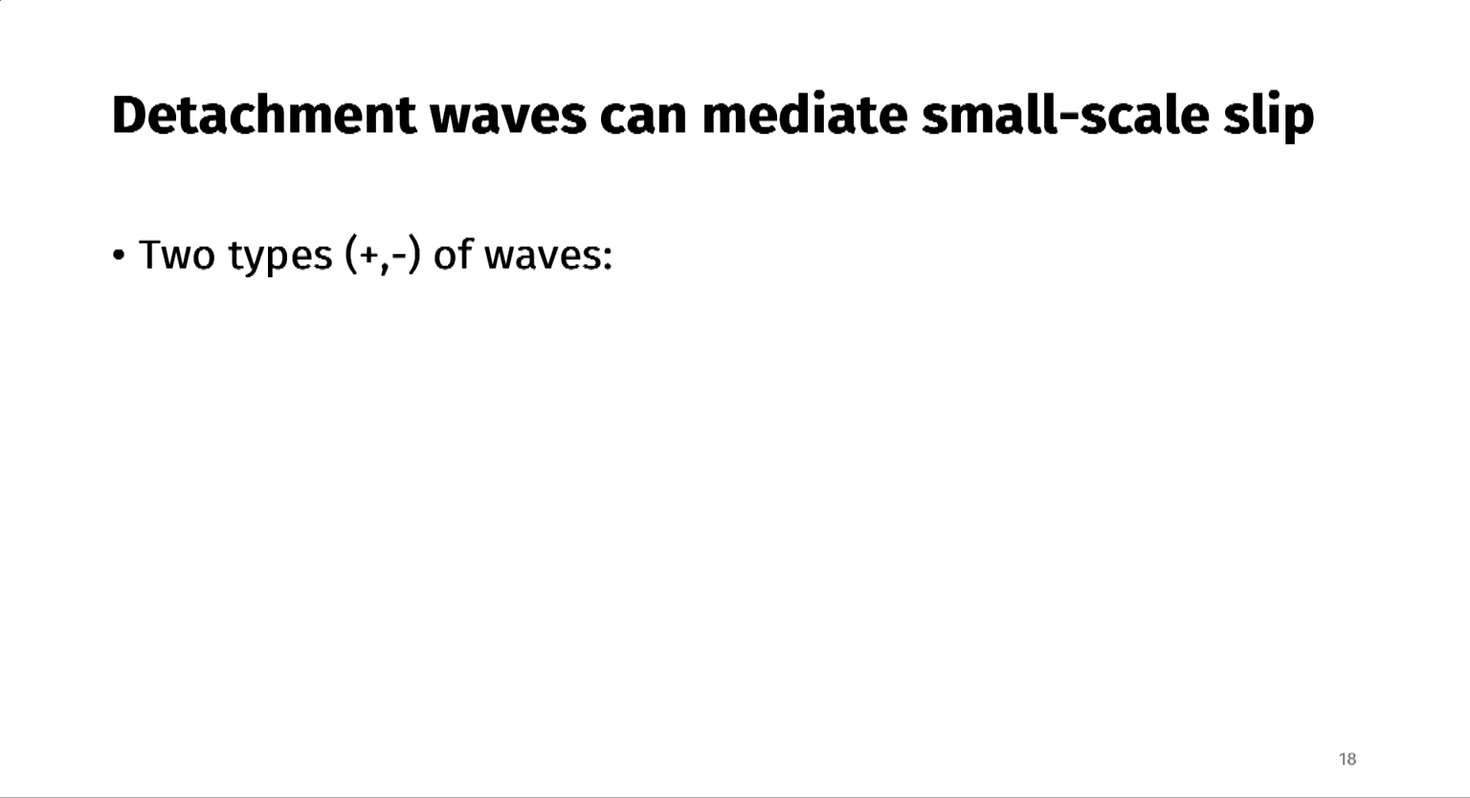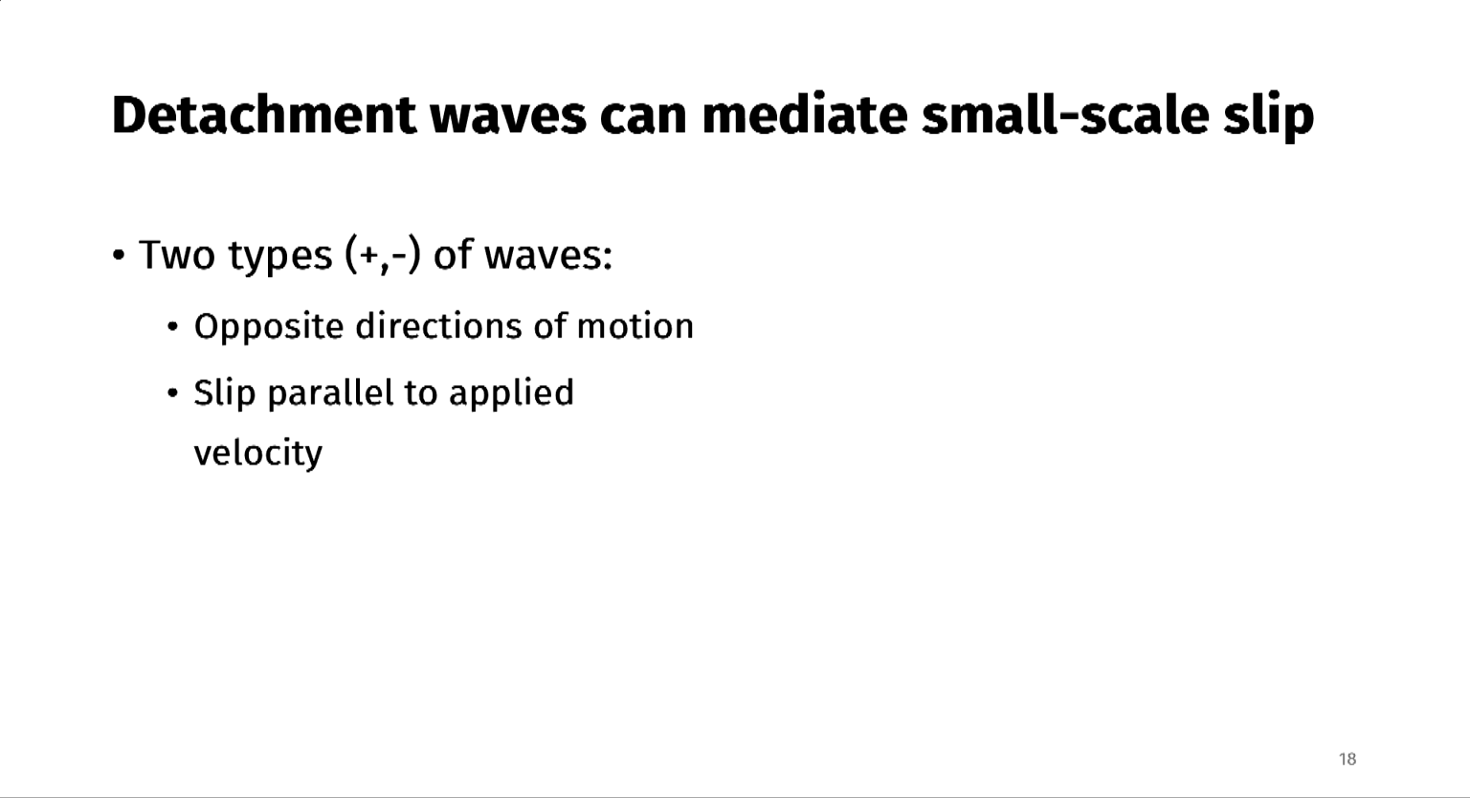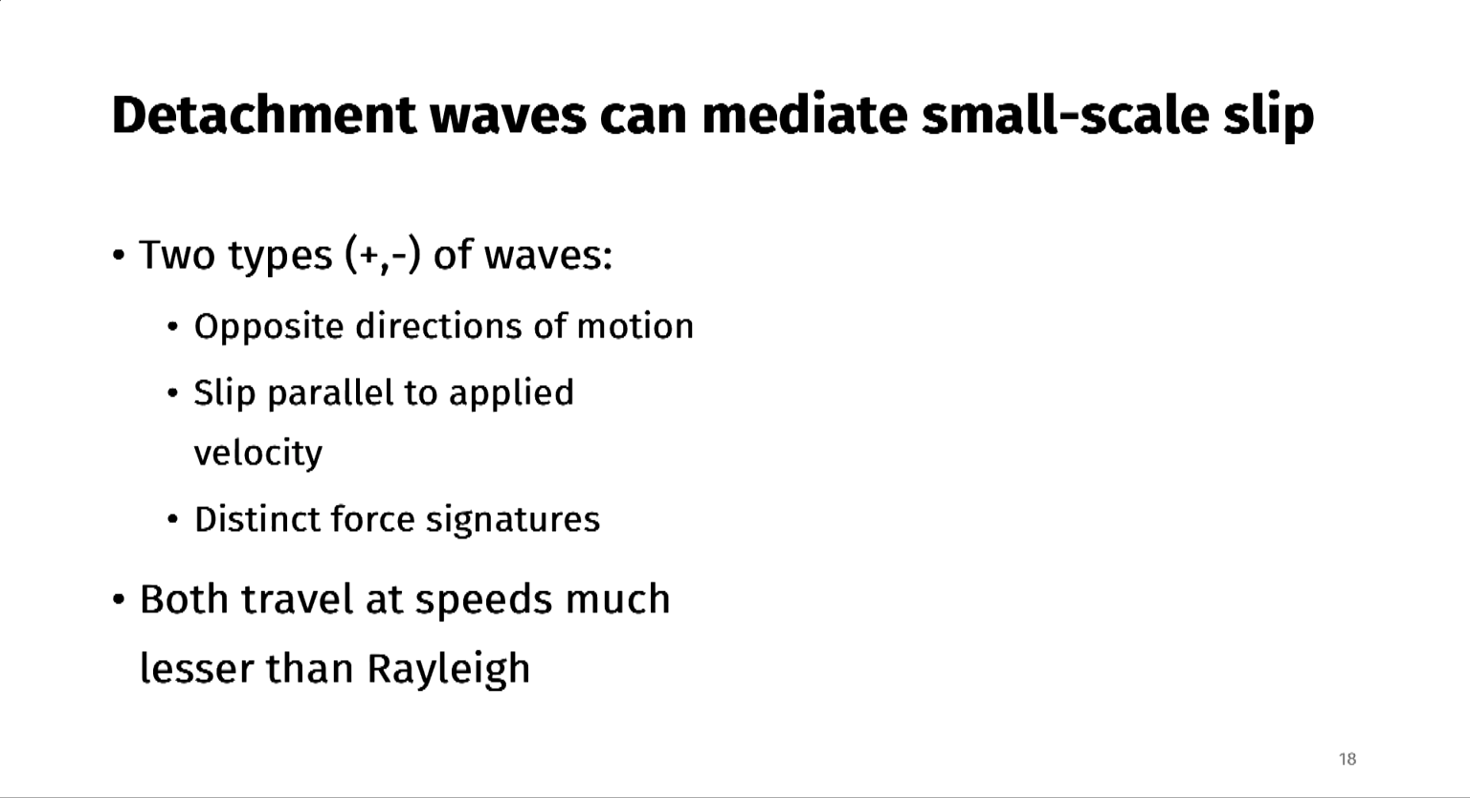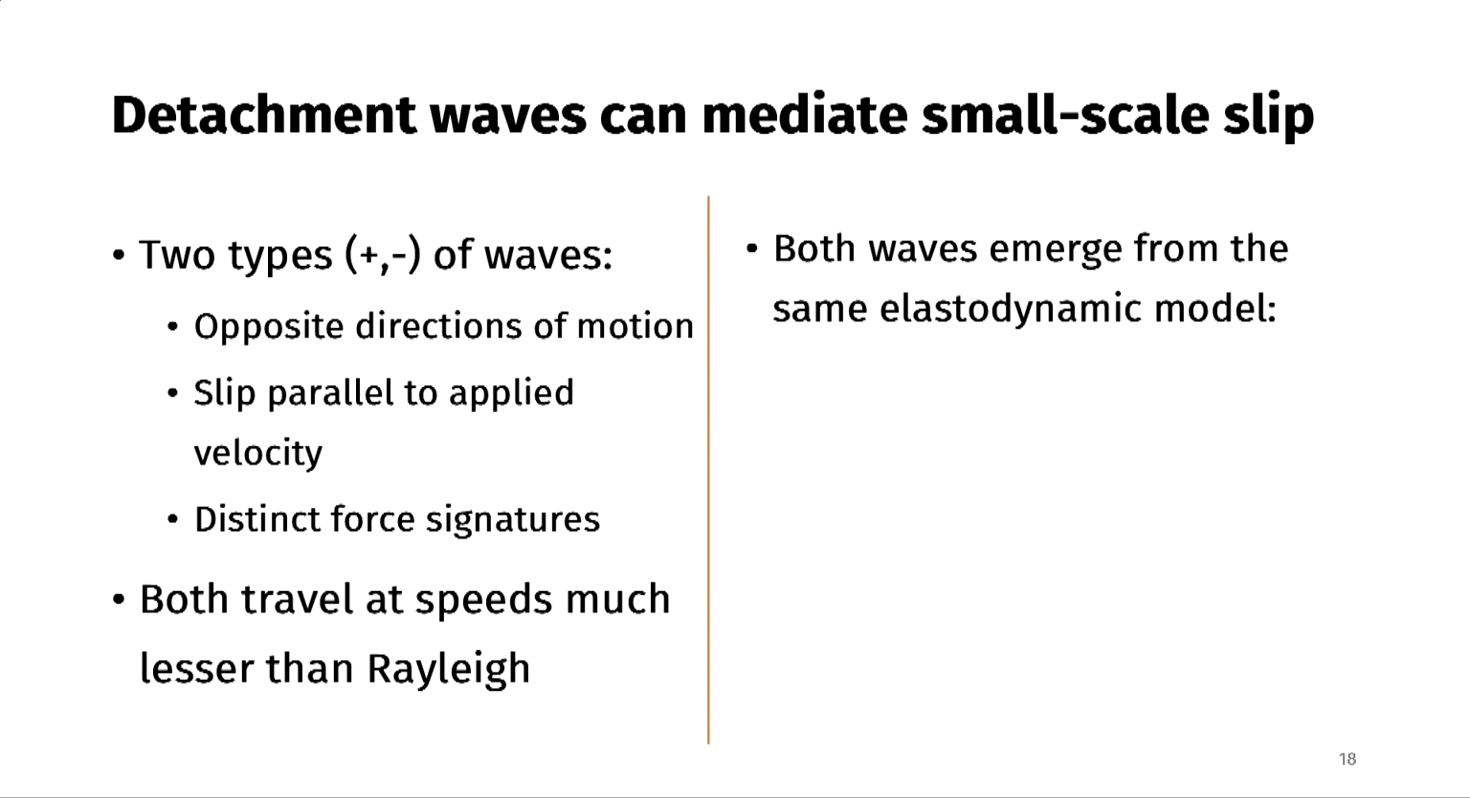Okay, so I'll summarize this part before I move on to the next one. There are two types of waves, right? There's the plus wave and the minus wave. They have opposite directions of motion, and the slip that they effect is in the same direction. They have to slip in the direction in which they're being pushed. They have distinct force signatures, and both travel at speeds much less than the Rayleigh wave speed, right? The model: we get two wave solutions from the same elastodynamic model.